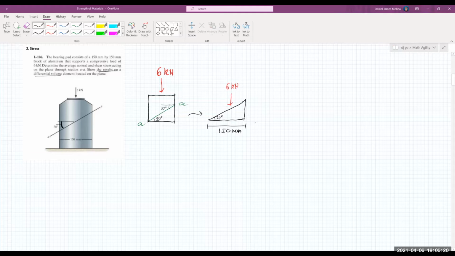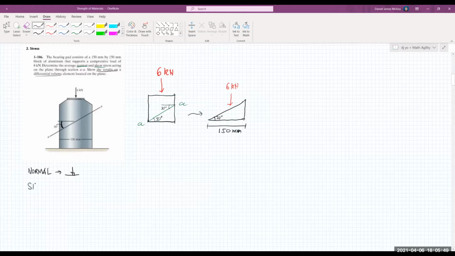And then we can have the components of the 6 kilonewton force. But which component? Since we are dealing with normal and shear stress, we can define first the two stresses. So for the normal stress, from the word itself, normal, it must be perpendicular to the plane. Okay, the force must be perpendicular to the plane.